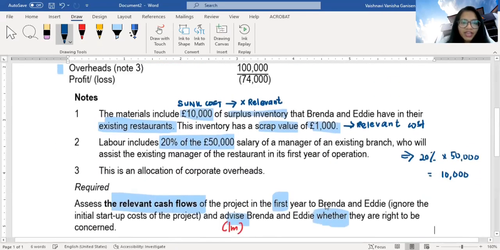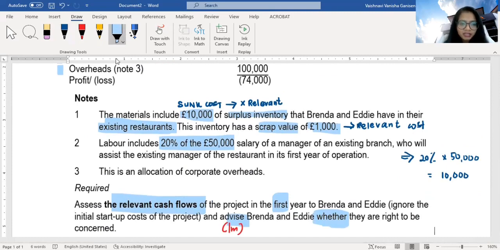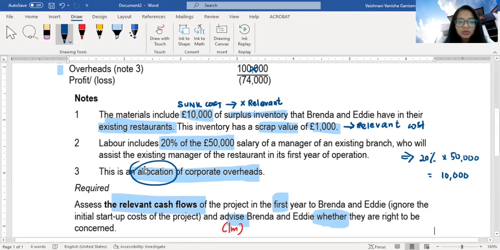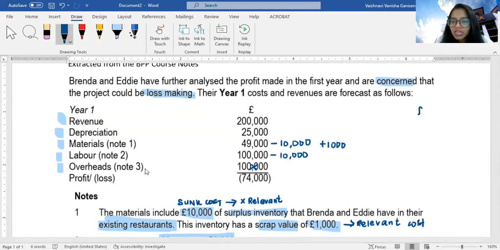And finally, this is note number 3. This is an allocation of corporate costs. Remember, I told you any cost that is allocated is actually a general cost, and because it is a general cost, it becomes not relevant. So you remove it altogether. So what you need to do is redo your profit statement. Okay, guys, please redo it in a proper place.